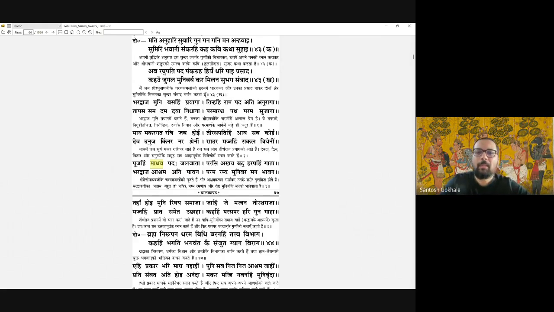So pujahi Madhava pada jalajata. Jalajata is the lotus feet. Parasi akhaya batu harasahi gata. And then the Akshay Vat, the immortal banyan tree, is what they touch. Parasi, sparsh karte hain. तो संगम में नहाते हैं, माधव जी के दर्शन करते हैं, और उसके बाद अक्षय वट को स्पर्श करते हैं. परसहि अक्षय बटु हरसहि गाता. And then their hair stands on end, and there is a great spiritual happiness and joy that comes through these three kriyas of dip, worship, and touch.